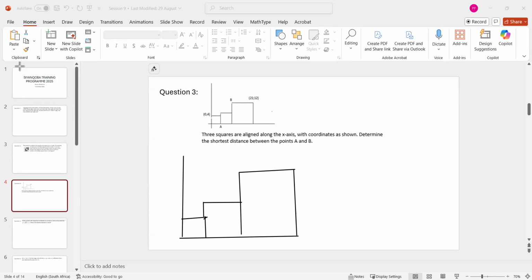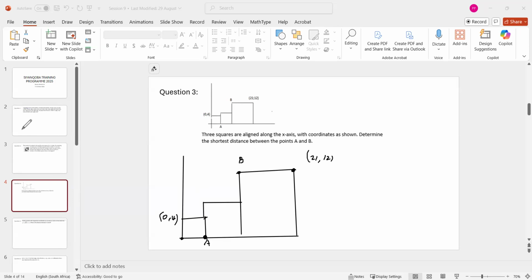Okay, but they give you coordinates of some of these things. Here the coordinate is given as 0, 4, and here it's 21, 12. So they give you the coordinates of only 2 points, and they ask you to calculate the shortest distance between the points A and B. A is here, and B is there. The shortest distance between these 2 points will be the straight line.